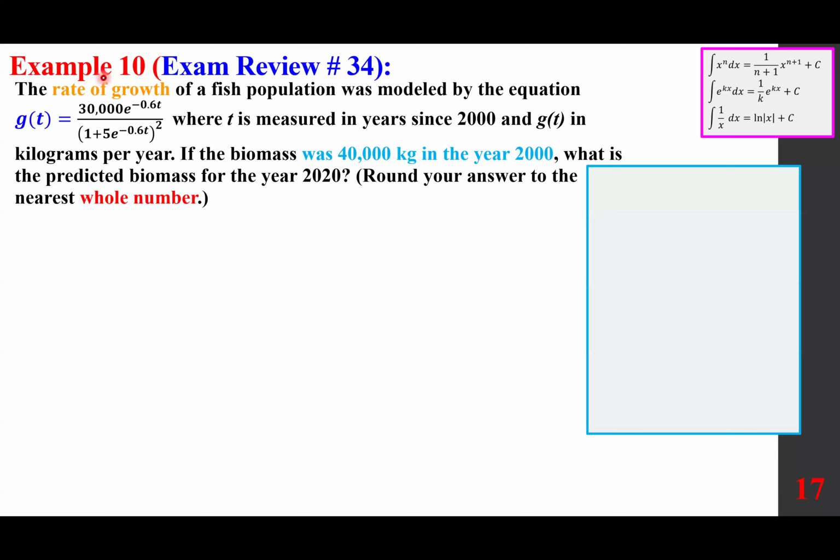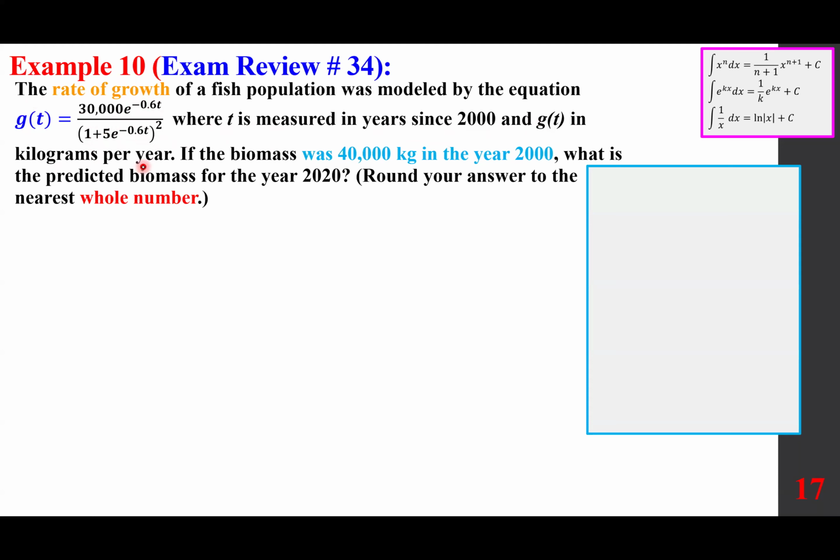Example 10 from example number 34. The rate of growth of a fish population was modeled by the equation g of t equals 30,000 e to the power of negative 0.60 t over (1 plus 5 e to the power of negative 0.60 t) quantity squared, where t is measured in years since 2000 and g of t in kilograms per year.